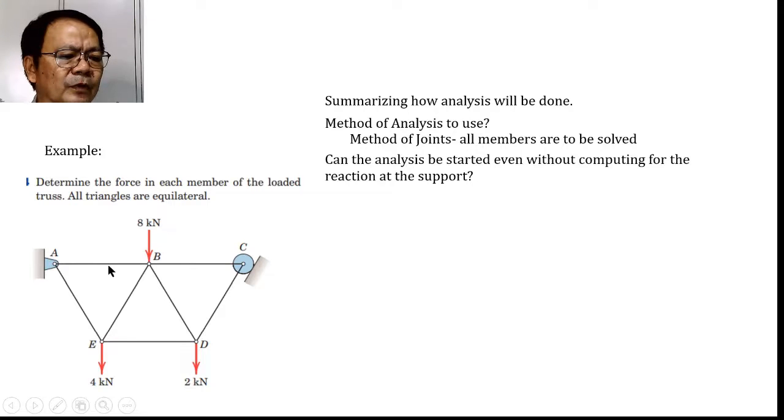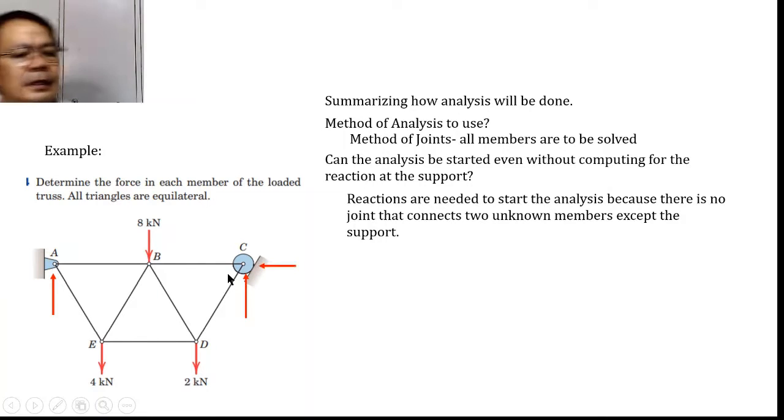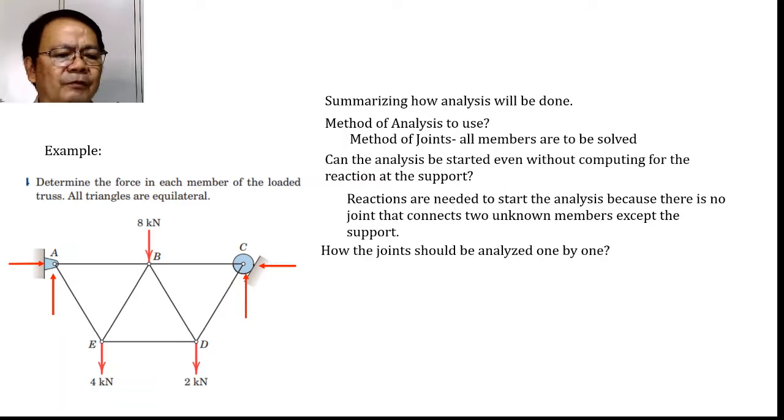Kung titignan natin, wala tayong nakitang joint dito, okay, na kung saan ay dalawa lamang ang members na nakakonect except A and C, where A and C are both support. Hence, reactions are needed to start the analysis because there is no joint that connects two unknown members except those indicated as the support. Sa makatwid, kung ipapakita natin halimbawa yung reaction sa support, itong next na tanong, how the joint should be analyzed one by one?